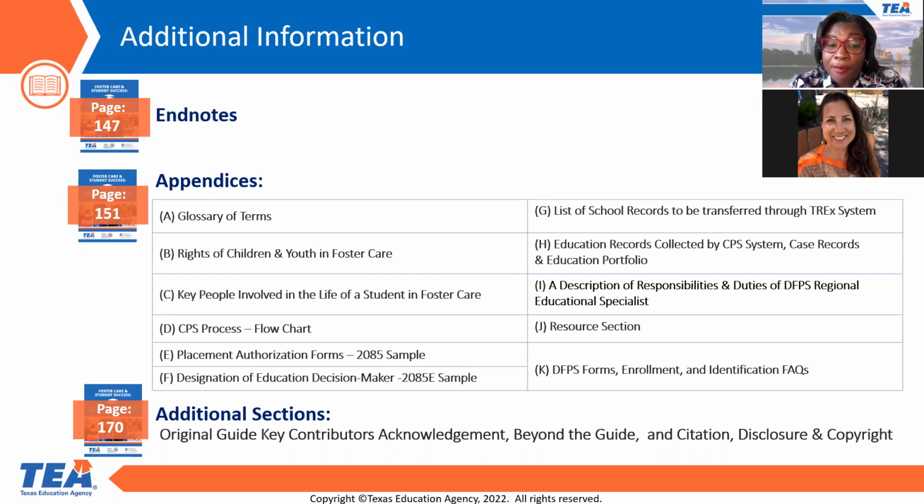We also have the sample of our placement authorization form. So we have a sample of the 2085 form, and we also have a sample of the 25E form, which is the designation of educational decision-maker. Who makes the decisions for that student? We have a list of school records to be transferred through the TREC system. So we actually provide you with the actual list of school records that should be transferred through TREC. We provide you with educational records collected by the CPS system, case records, and the educational portfolio. We provide you with that information.